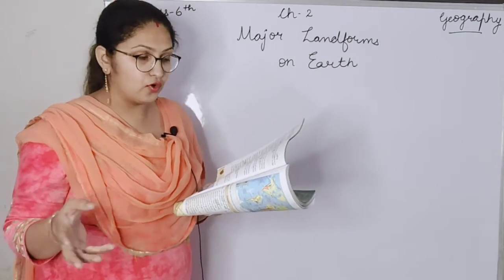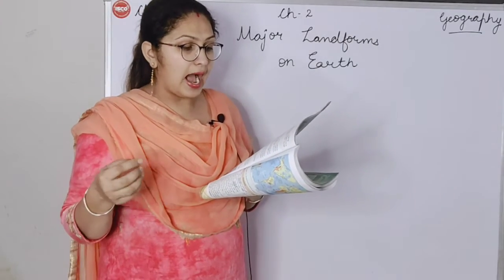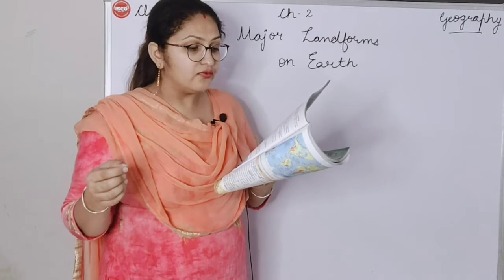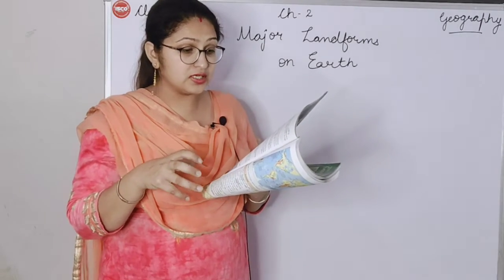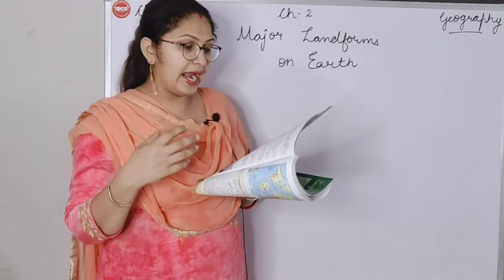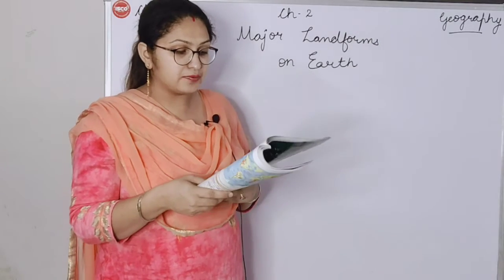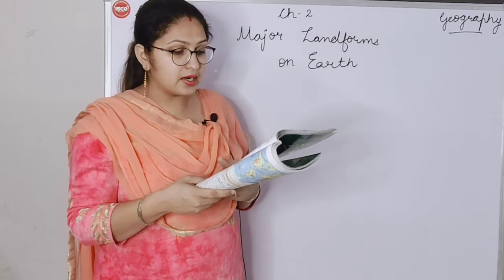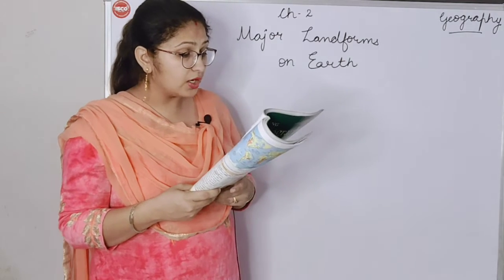So external forces are like the water, the continuous flow of water, wind, ice and temperature variation. When there is a difference in all these forces, they change the surface by eroding, by transporting and deposition, and thus form different types of landforms. External processes cause erosion and deposition.